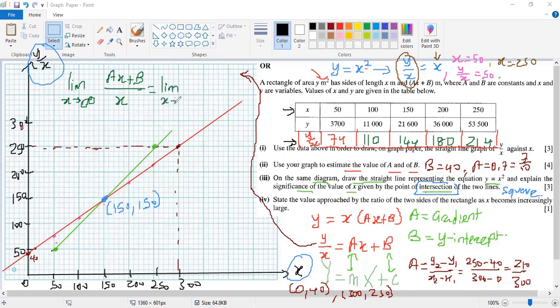The limit as x tends to infinity of a plus b over x. You can see that the b over x part will tend to 0, because as x becomes bigger, dividing by a big number, it becomes 0. So the a part, the constant, doesn't change, plus 0, or in other words, just a. So the value approached by the ratio of these two sides is just a. And the a value we found earlier is 7 over 10, or 0.7. So the ratio itself approaches the value 0.7.